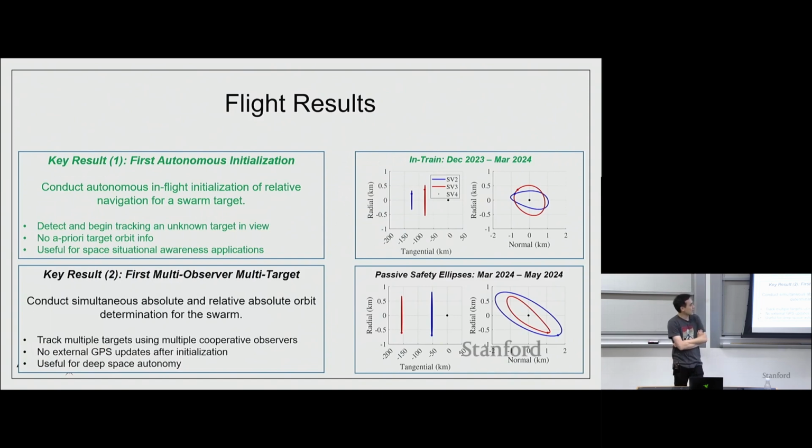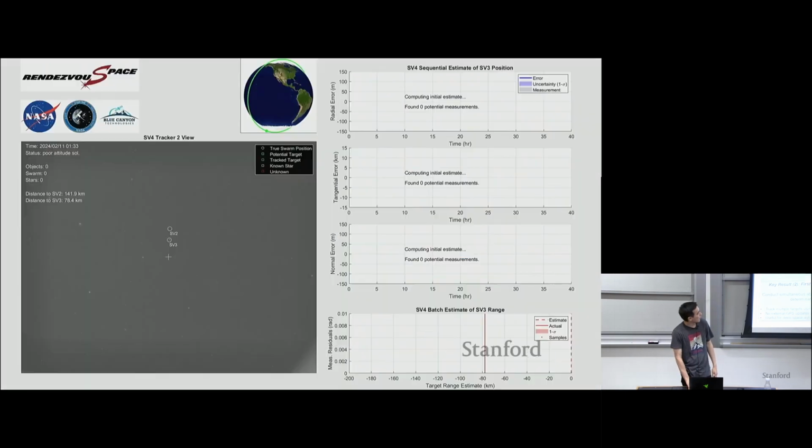So here are 2 examples of the results we have from StarFox. The first is looking at the autonomous initialization idea. So using the IMP, like multi-hypothesis tracking, to generate target tracks, then passing that through the batch orbit determination system to generate the initialization, and then doing the sequential orbit determination to refine that state over time using new images.